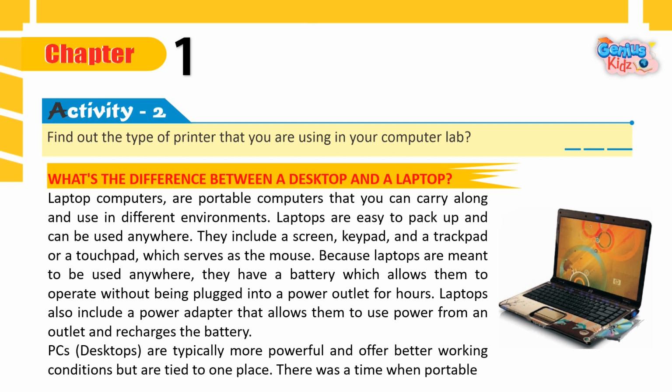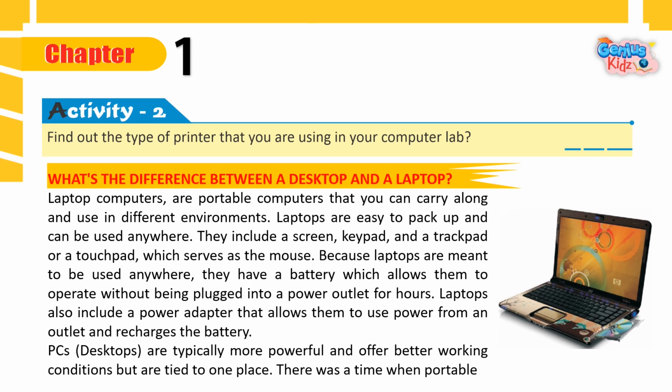What's the difference between a desktop and a laptop? Laptop computers are portable computers that you can carry along and use in different environments. Laptops are easy to pack up and can be used anywhere. They include a screen, keypad, and a trackpad or a touchpad, which serves as the mouse. Because laptops are meant to be used anywhere, they have a battery which allows them to operate without being plugged into a power outlet for hours. Laptops also include a power adapter that allows them to use power from an outlet and recharges the battery.